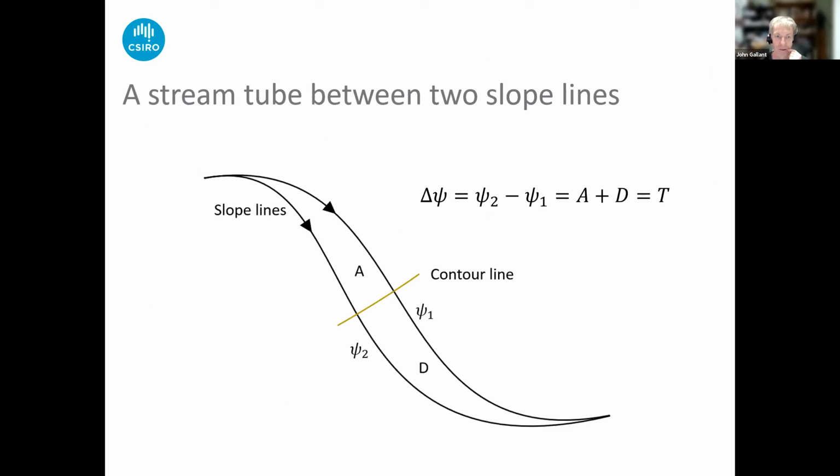So here's a simple diagram of two slope lines and the stream tube between the two slope lines. The idea here is that each of those lines has its own value. The difference in value across those two lines is equal to the area between them. And we can divide that by a contour line into the contributing area and dispersal area. So anywhere on that stream tube, we have a constant area of the tube, but the contributing and dispersal areas vary depending on where you put that contour line.